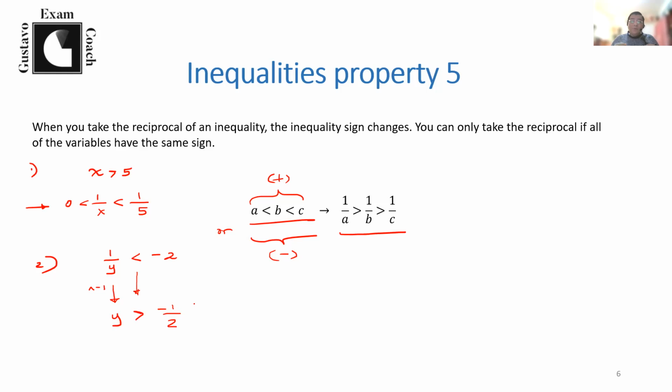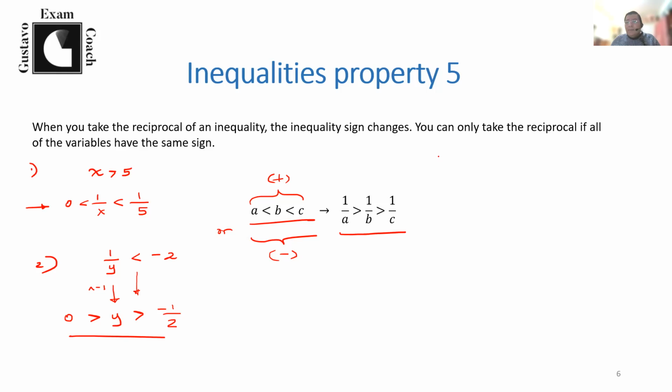Y would be greater than -1/2. But remember, if 1 over y was negative in the first place, then the reciprocal of 1 over y, that is y, should be also negative. So let us not forget that y is a negative number still, although greater than -1/2, it should be negative. So this represents the correct relationship between y and its boundaries.